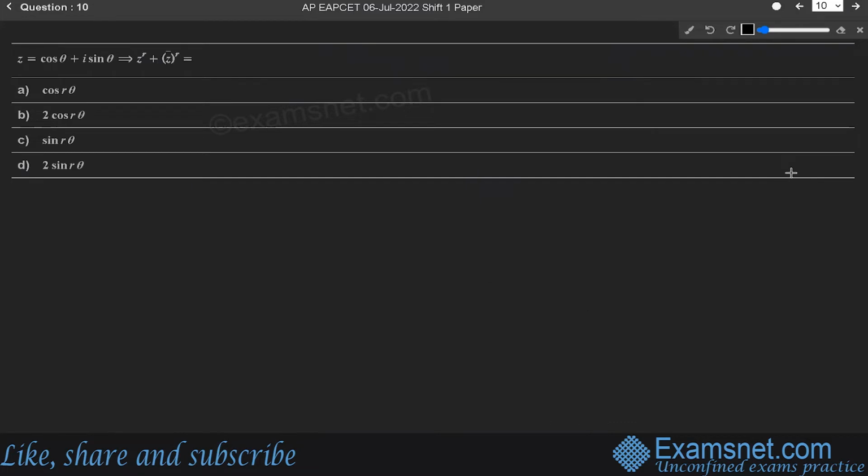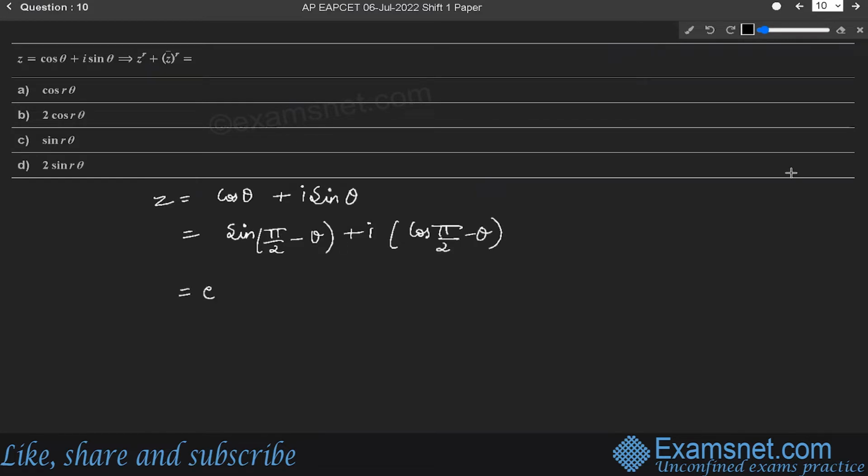Next question is also from the complex number, and the question is z is equal to cos theta plus i sin theta. So it can be written as sin(pi by 2 minus theta) plus i cos(pi by 2 minus theta), which will be equal to e power minus (pi by 2 minus theta) into i, which will be equal to e power (theta minus pi by 2) into i. Now we have to calculate z power r.